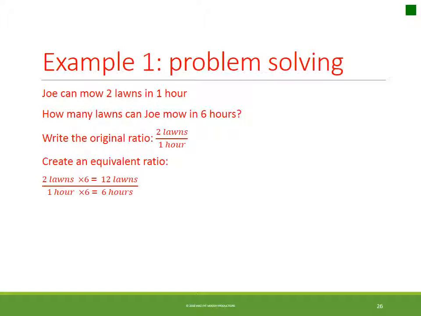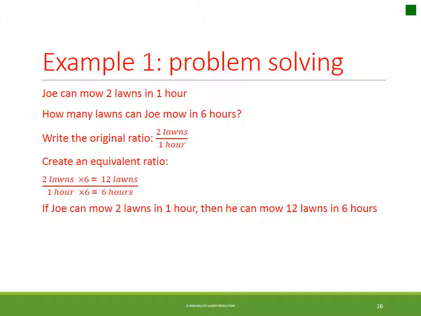So if he mows 2 lawns in 1 hour, then in 2 hours, he's going to mow double that. In 3 hours, he's going to mow triple that. So in 6 hours, he's going to mow 6 times that. And that's where we get this constant of times 6. Therefore, if Joe can mow 2 lawns in 1 hour, then he can mow 12 lawns in 6 hours.